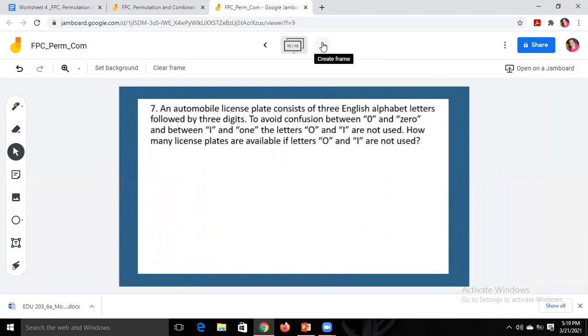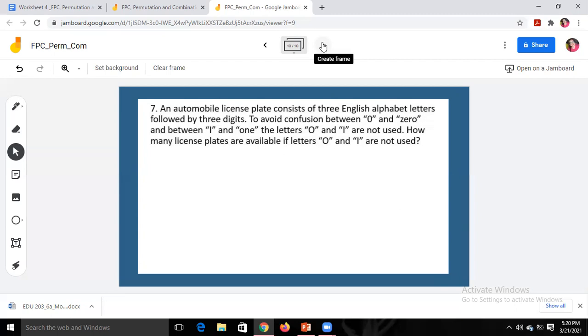Okay. An automobile license plate consists of 3 English alphabet letters followed by 3 digits. To avoid confusion between letter O and 0 and between I and one, the letters O and I are not used. So kung may 26 letters tayo sa alphabet, 26 English alphabet, tanggalin natin O and I, so we have 24 letters na lang. So how many license plates are available if letters O and I are not used?